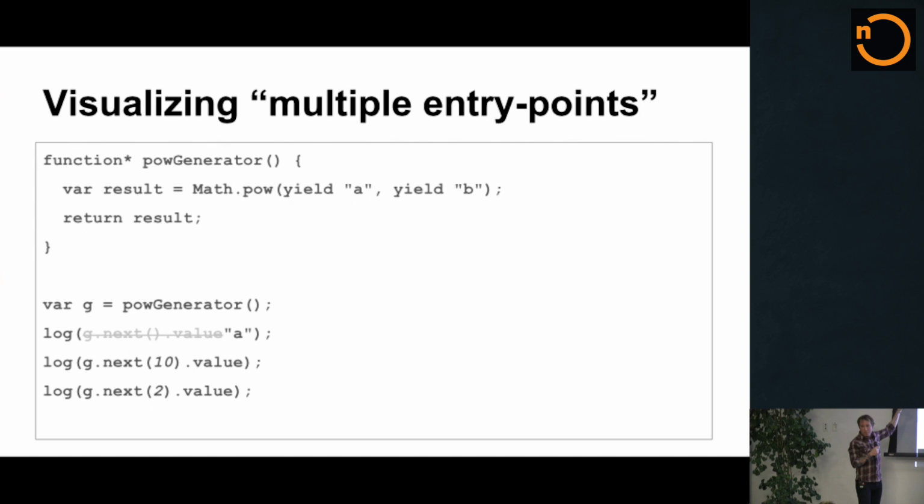It's important to note that this pow generator function is now suspended. It's in a suspended state. You can read the ECMAScript 6 specification that talks about the different states that functions can be in, but generator functions introduce a new state, which is suspended, which this function is in right now.